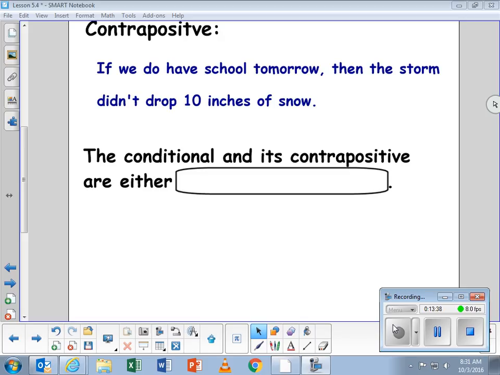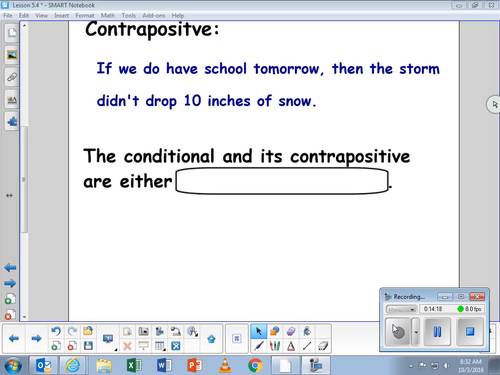Okay, hold on, slow down. So do you agree that our original condition is true? If the storm drops 10 inches, we'll not have school. Can we agree that's a true statement? Okay, so what is this saying? If we do have school, if tomorrow you have to get up, get on the bus, and get to school, then what didn't happen last night? We didn't get 10 inches of snow, did we? Now, some of you are saying, well, down south, 2 inches of snow shuts them down. I agree. But that's not the scenario.